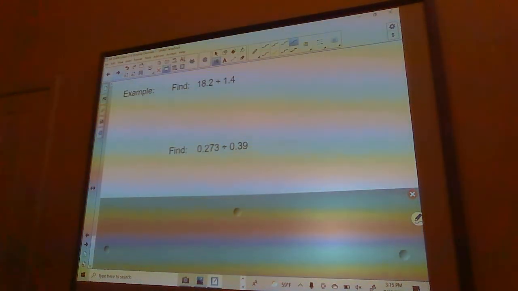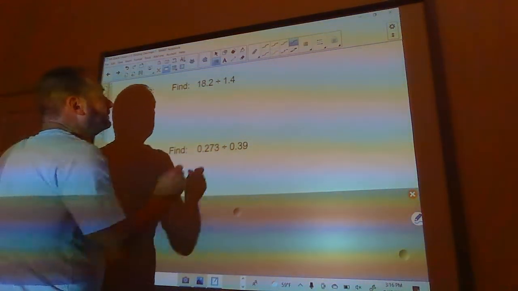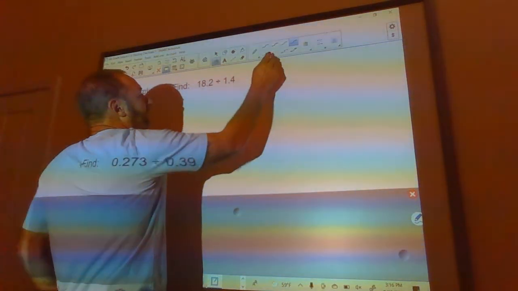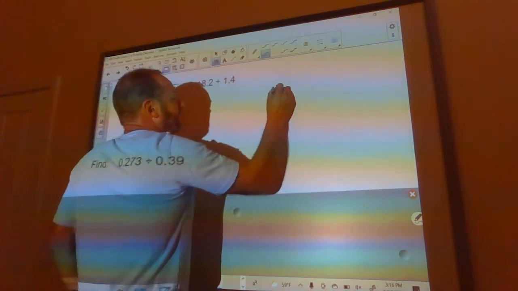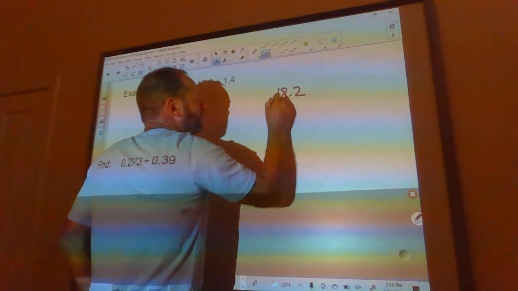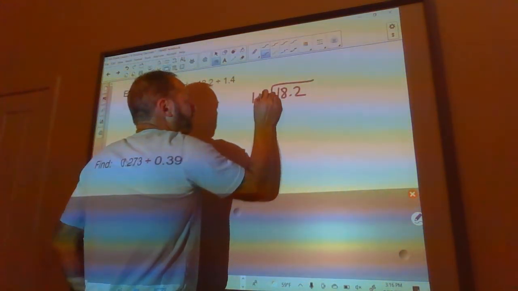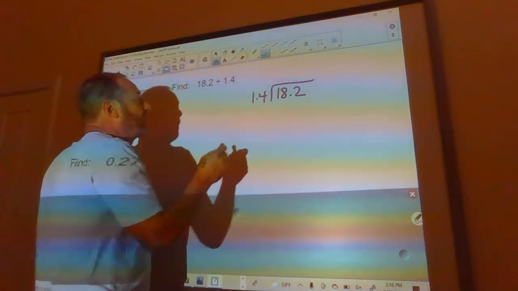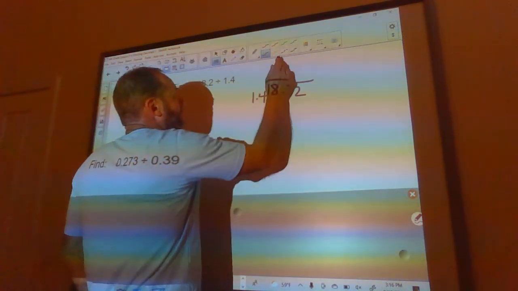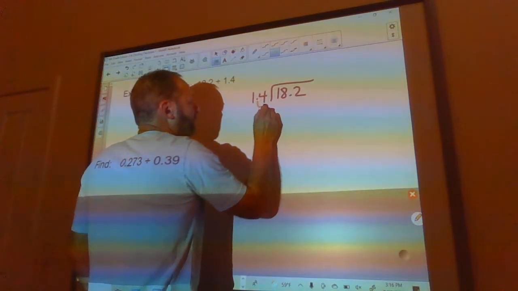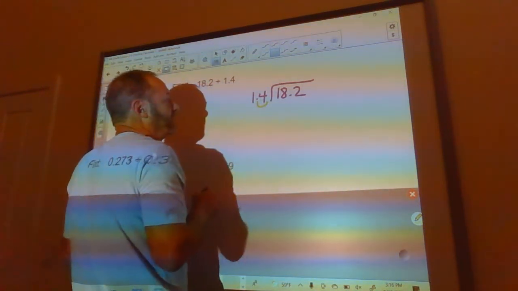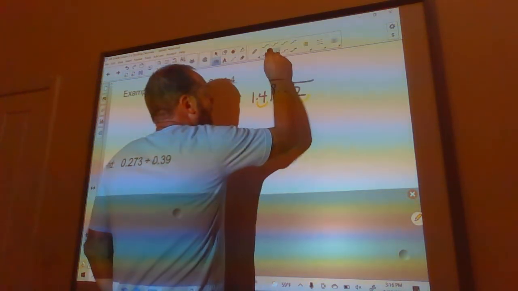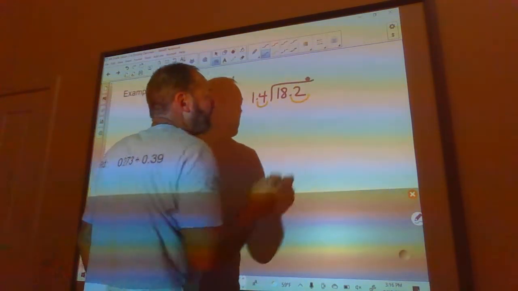Okay, what if I'm dividing a decimal by another decimal? So let's try this one here. 18.2 divided by 1.4. Okay. Now, you can only divide by whole numbers. So what I need to do is move this decimal over one place, which means I need to move this decimal over one place, and then move it up here. So the decimal's over here.